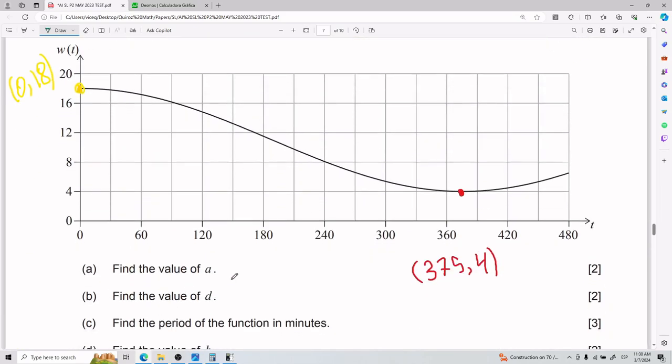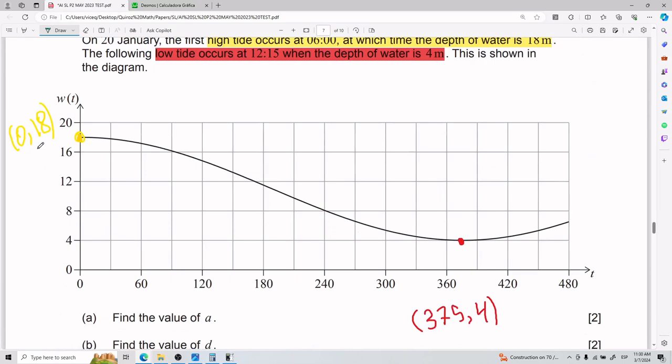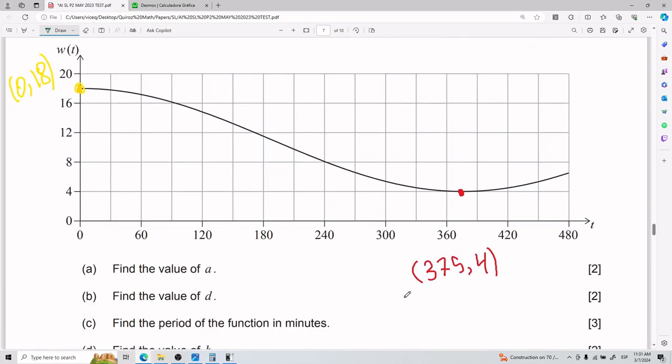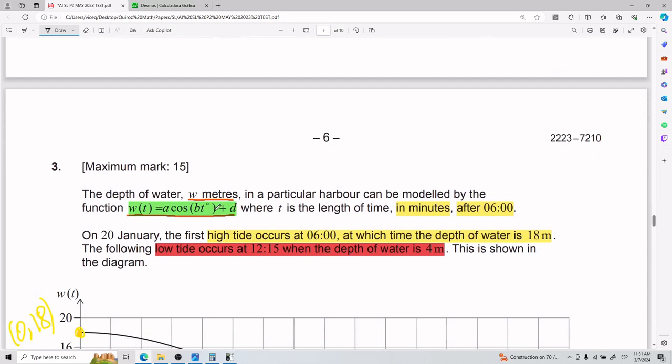So what can I do? For the value of A, what information do I have? I have these 2 points. I have (0, 18), and I have (375, 4). So let's go ahead and plug in both and see what happens. When in doubt, just plug in a point, see what happens.